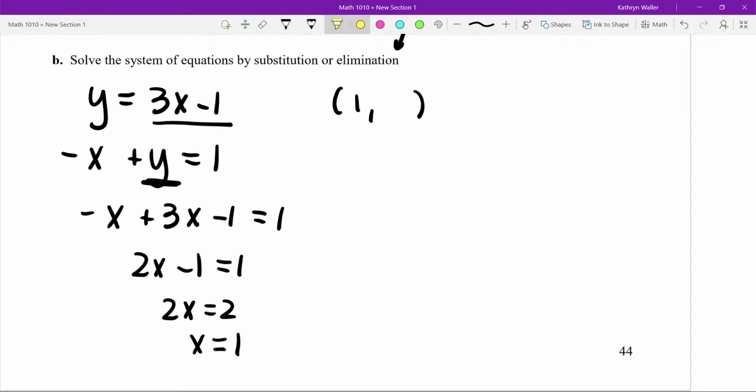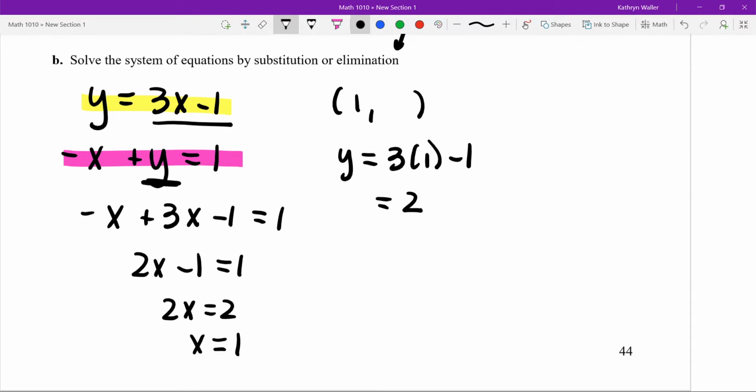Okay, you could go here, yellow, or you could go here, pink. You guys, if you use substitution, the one that's solved for x or y, the yellow, is always going to be the easiest. So it would be y equals 3 times 1 minus 1. 3 times 1 is 3, minus 1 is 2. So I get 1 comma 2, and I'm done.